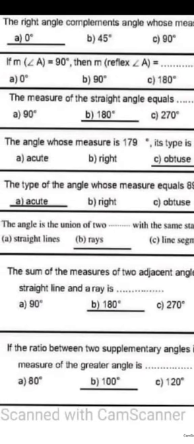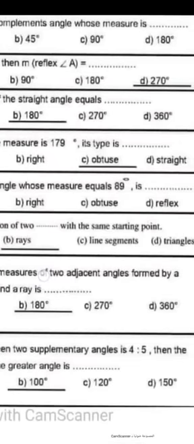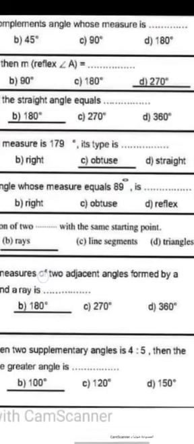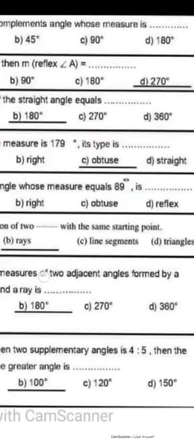100 degrees, because two supplementary angles sum to 180. Then we have 4 plus 5, the sum of the ratios, equal to 9, and the supplementary sum is 180. Then 180 divided by 9 equals 20. Now the smaller has ratio 4, then 4 times 20 equals 80, and the greater has ratio 5, then 5 times 20 equals 100.